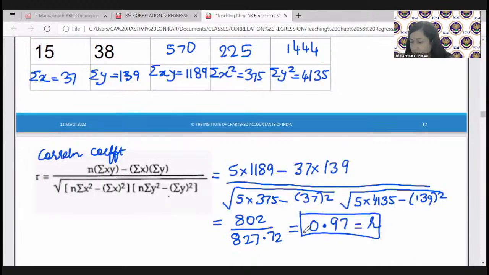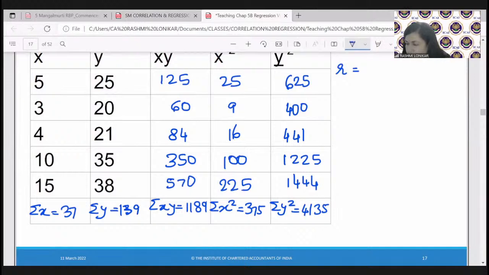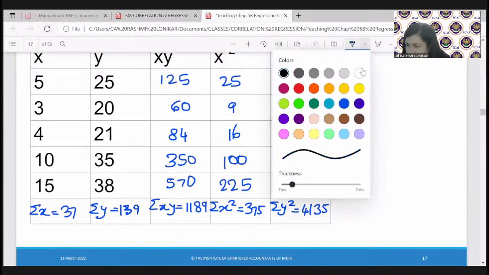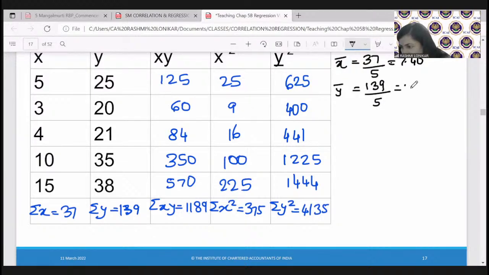Now I have to find the regression coefficient. So let me do regression here. What is the first step? Find X bar, Y bar. X bar will be 37 upon 5, which is equal to 7.40. What will be Y bar? Y bar will be 139 upon 5, which is equal to 27.8, right?